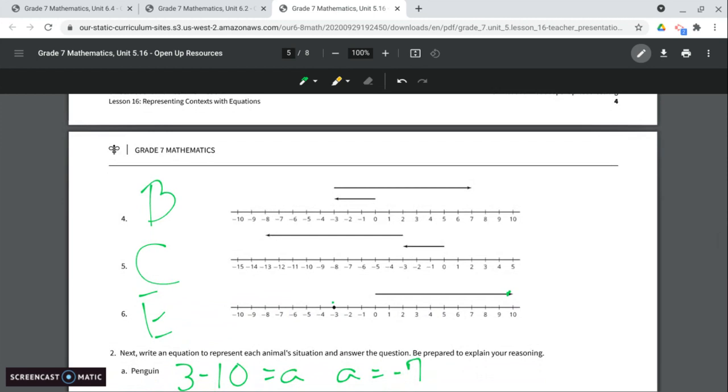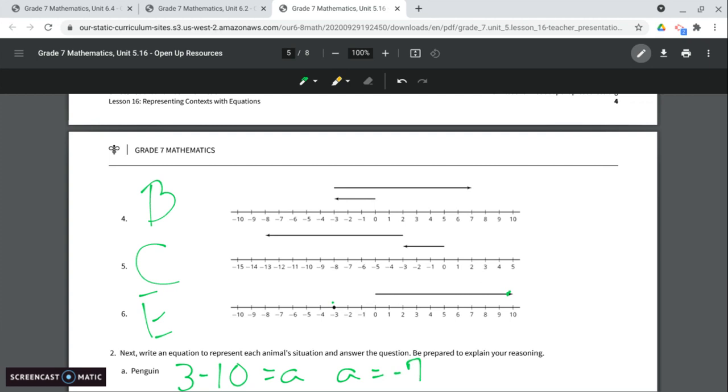For 5, it's C, and C states a sea turtle is swimming 3 feet below sea level and then dives down 10 feet. So we can see we're at that negative 3, and then we're going 10 further down. For 6, it is E. A pelican is flying 10 feet above sea level and then dives down, reaching 3 feet below. So we're up here at 10. We dove down. This is our ending point of negative 3. What was the change in depth?